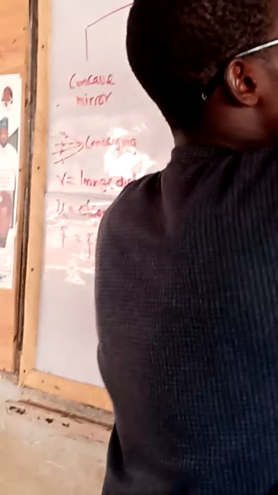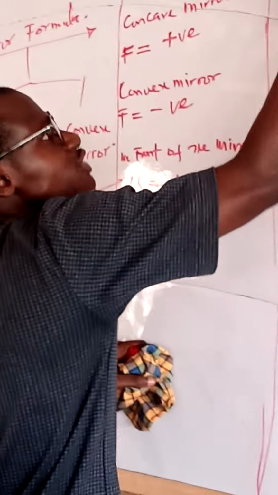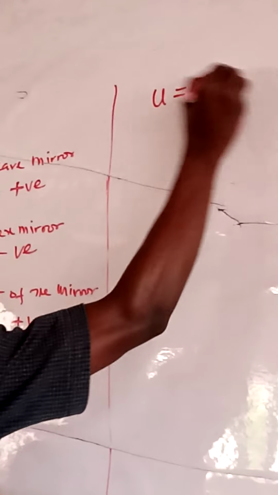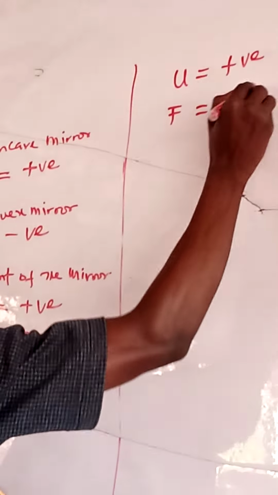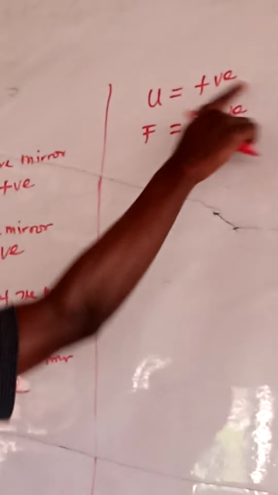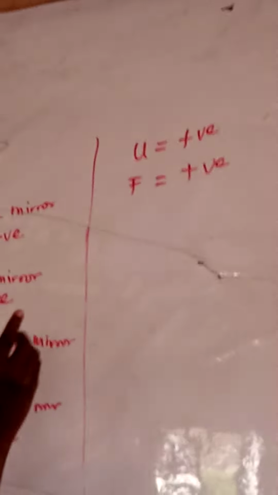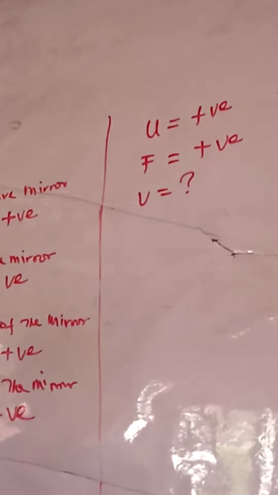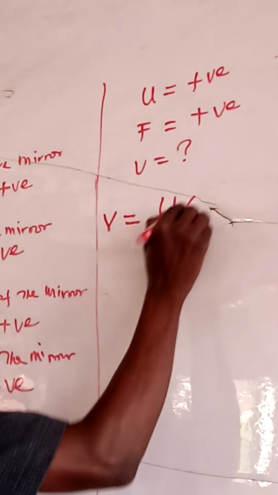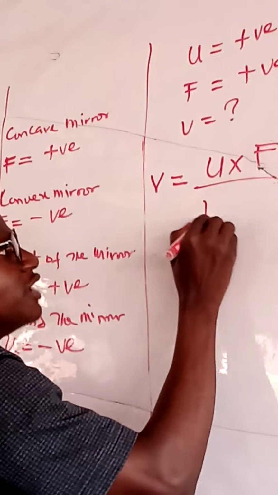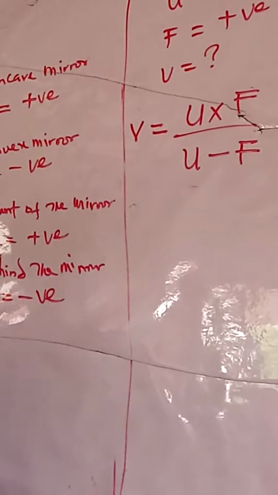Now, look at this place. If I'm having a question that an object is placed in front of a concave mirror, automatically my u is positive. In front of a concave mirror, definitely my f is also positive, because it is in front and the concave mirror. But then I say I should calculate the image distance. My formula I'm going to use is that v is equals to u multiplied by f all over u minus f.